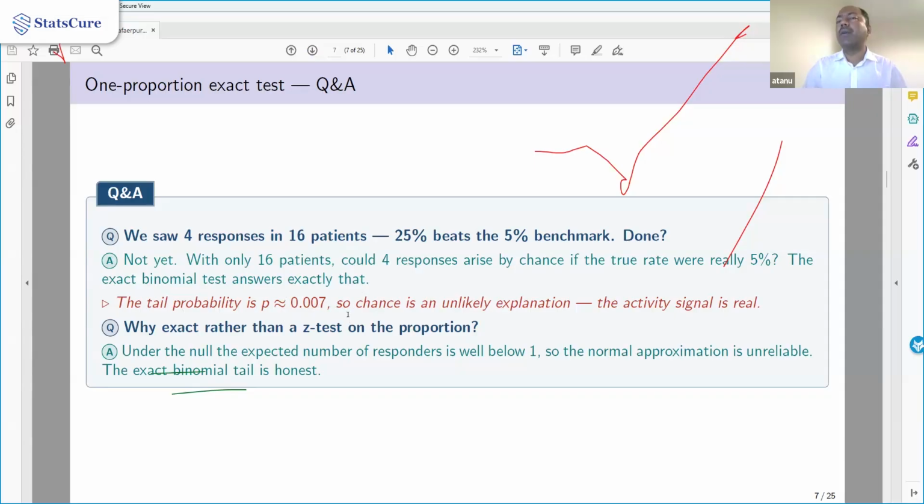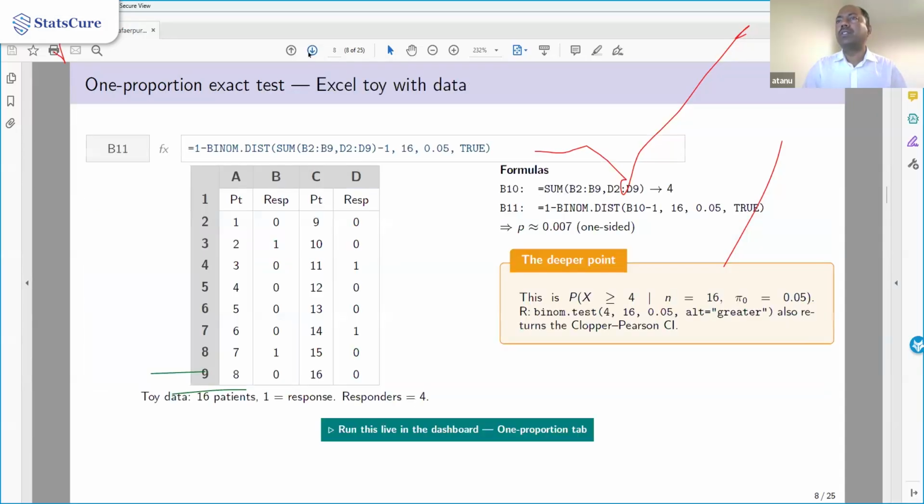And then we go for the binomial test. Now a simple example. Let's see how we go for the binomial with a simple example.